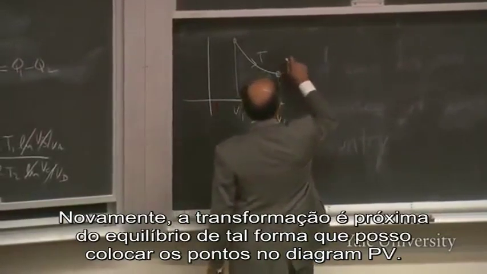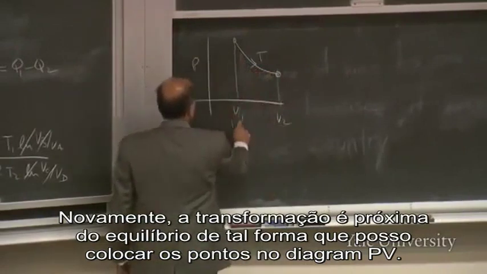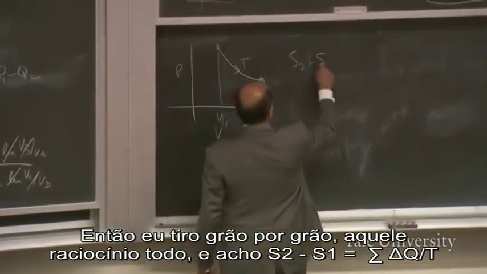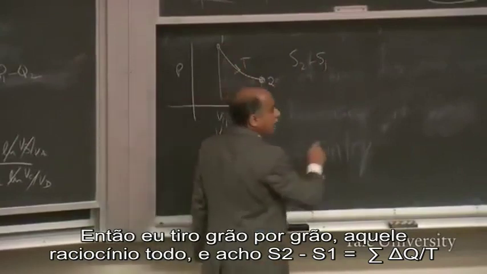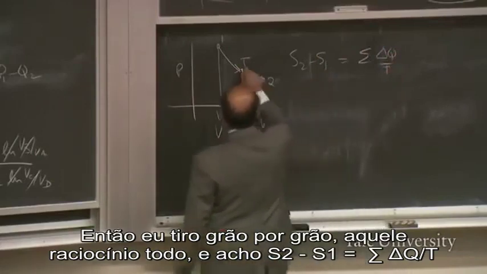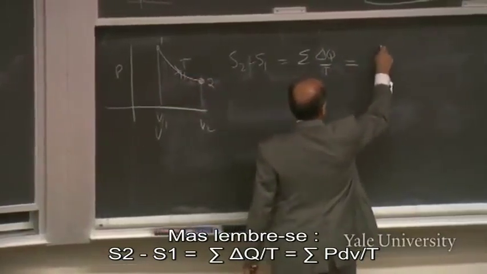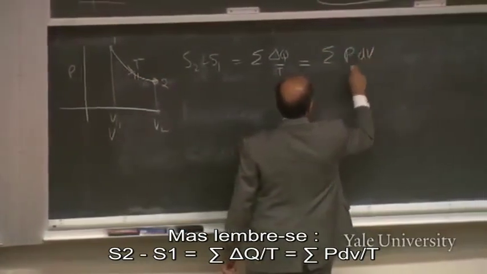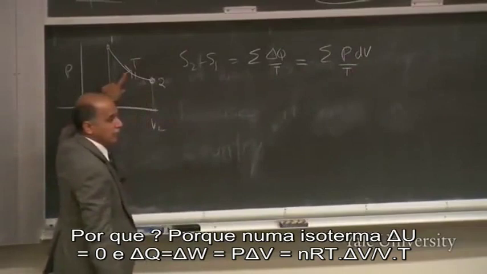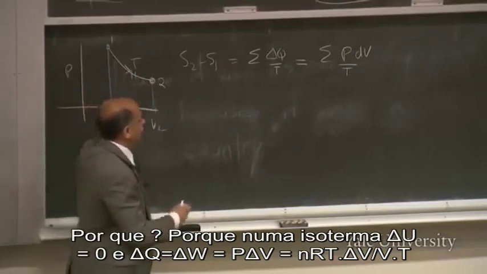Again, the system must always be in equilibrium or near equilibrium, so I can plot it as a point in the PV diagram. So I slowly take grain after grain, do the whole thing I told you, and find S2 minus S1. This is 2, and this is 1. That is equal to the sum of all the heat transfers divided by temperature at every little step of the way. But remember, this is also the same as P delta V over T. Why? Because on an isothermal, dU is 0. I've repeated it many times, but you've got to know this. Delta Q is P delta V.